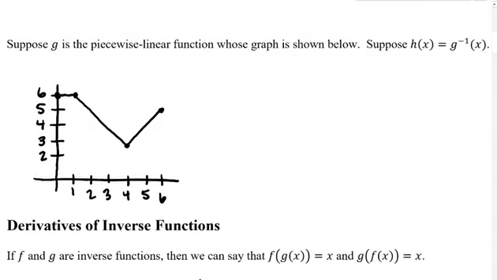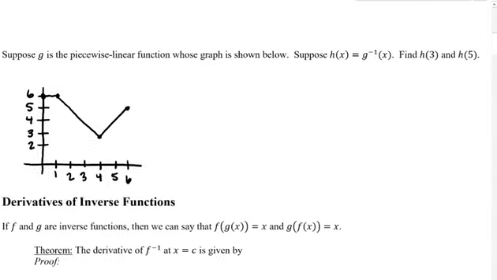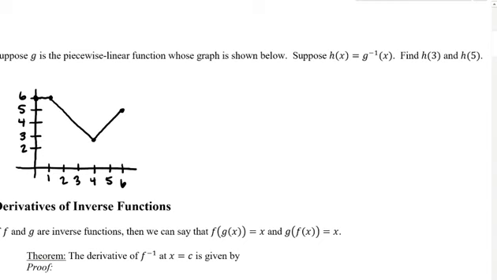And then maybe we're given a graph. We have to be able to work with the graph as well, and a table, and algebraic. Okay, so suppose g is the piecewise linear function whose graph I drew just before class, and suppose h is g inverse. So we want to find h of 3 and h of 5. When they say h of 3, that's g inverse of 3. And h of 5 is g inverse of 5.